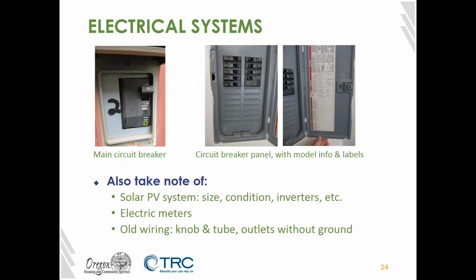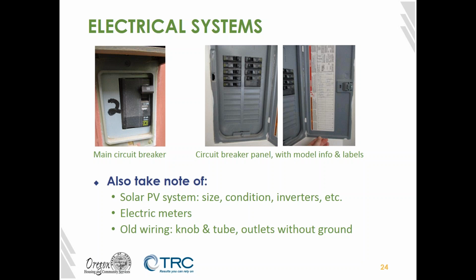Finally, the last thing I'm going to talk about that the energy auditor will be looking at is the electrical system. So we want to look at the main circuit breaker and circuit breaker panels in the units that we go into to make sure that the units can handle whatever recommendations we come up with. Different circuit breaker panels may have room for additional breakers, or we may want to upgrade them depending on the situation. So it's good to know what is going on there.